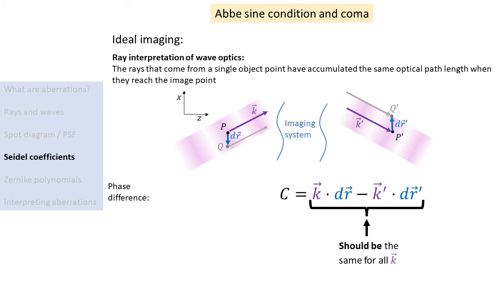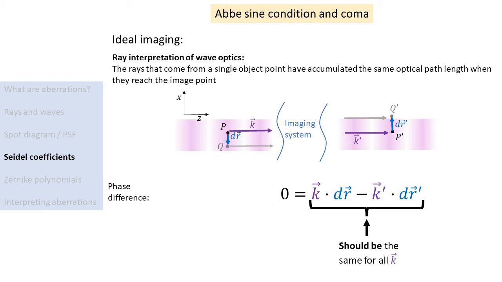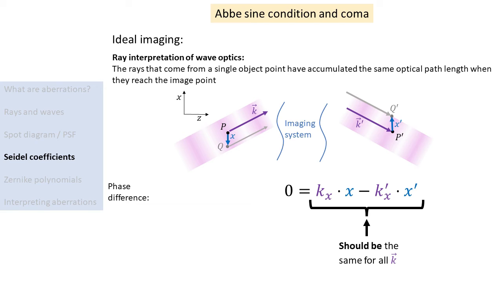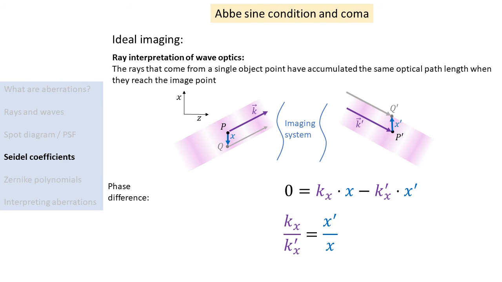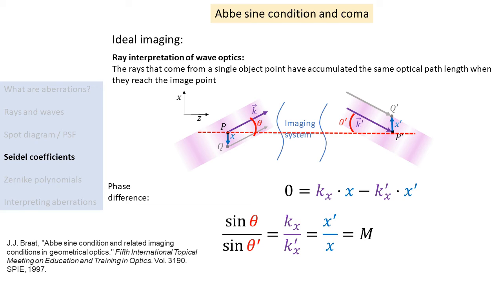By considering the case where the ray is perpendicular to the displacement between P and Q, we find that this constant must be equal to 0. For any arbitrary ray, we find the optical path length difference by multiplying the x component of the wave vector with the displacement between P and Q, which is in the x direction. Rearranging this expression tells us that the ratio of the sines of the ray angles must equal the magnification of the imaging system. This is the Abbe sine condition.